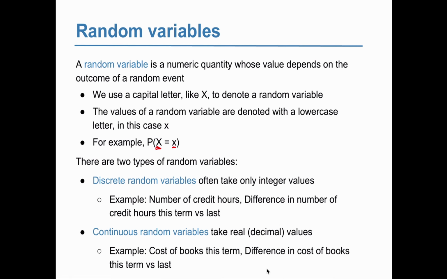Two types of random variables. Discrete random variables are often only integer values, but not necessarily, right? They can only take certain values. So number of credit hours, difference in number of credit hours this term versus last term, things that can only be certain values but can't be anything in between. Continuous random variables can take decimal values. They can take any value.